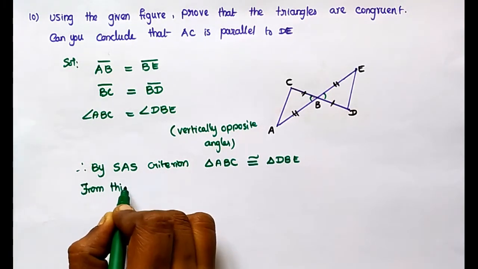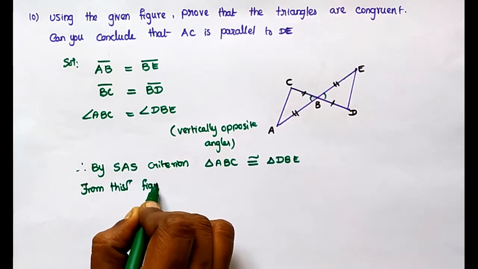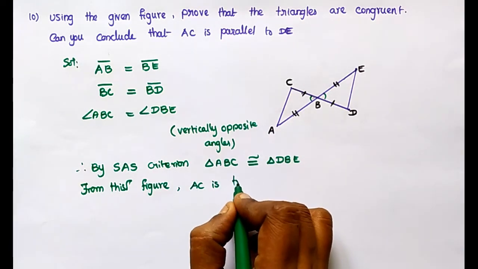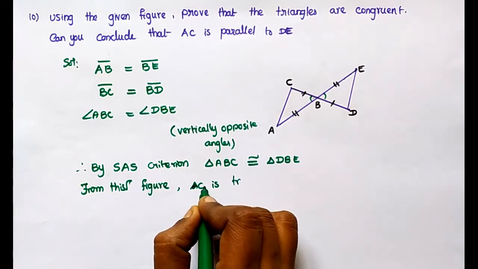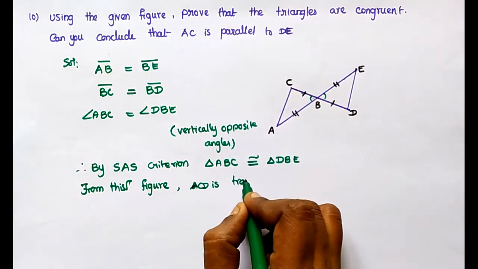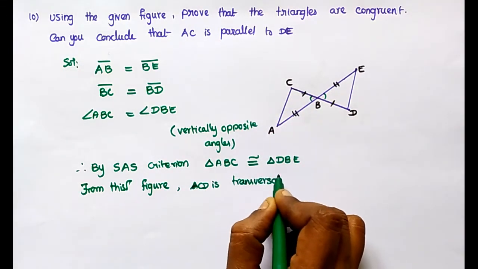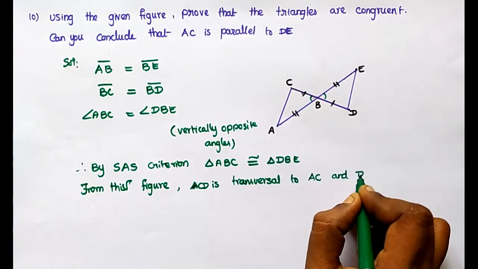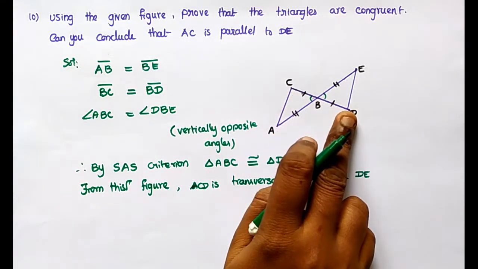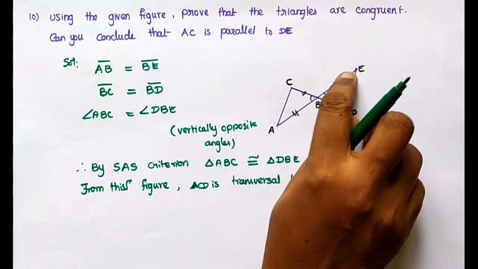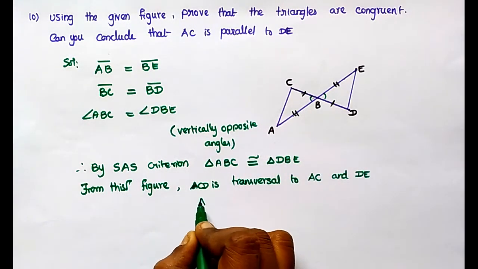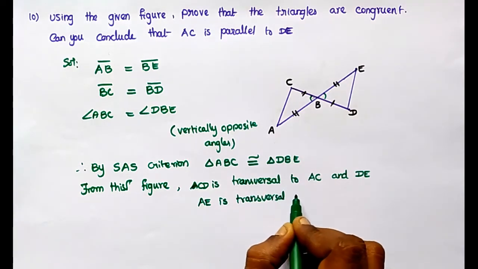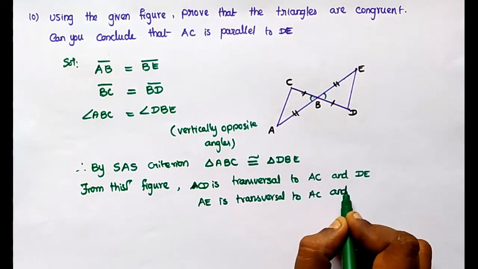From this figure, AC is transversal, CD is transversal to AC and DE. This one is transversal, and this also is a transversal, that means AE is also a transversal to AC and DE.